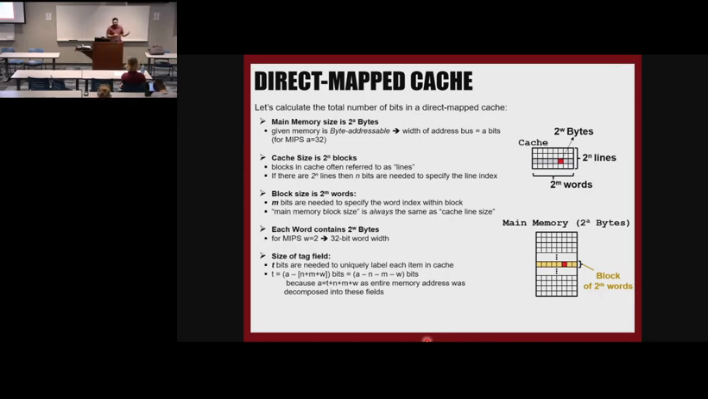So in that example, we just had the line index and the tag and nothing more, because that was oversimplified. But if you want a generic case that has different words in a line and different bytes in words, then we have to bring M and W into the picture. So now we can see the tag, which is whatever is left, would be A minus (N plus W plus M). Okay? Now, as always, I think examples always help. So let's have some examples.